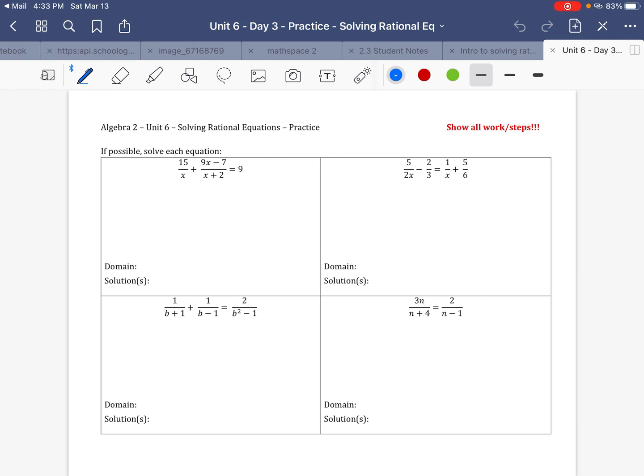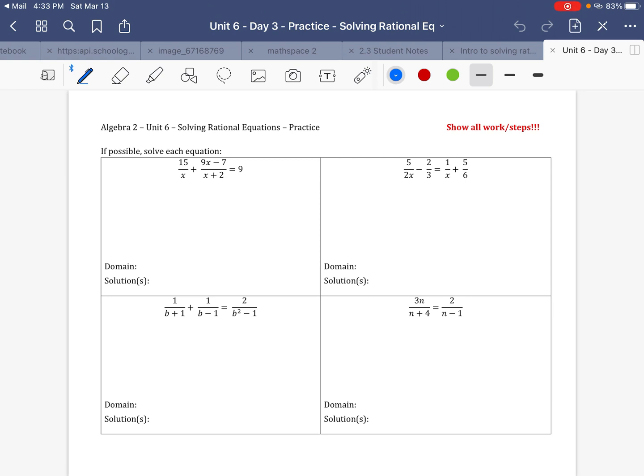All right, so I'm just going to be working out these problems in case you get stuck. That way you have something to look at and see what happened and to help you out. All right, so remember, the first thing we want to do when we look at a rational equation, remember rational means fraction. So a rational equation is just an equation with fractions.